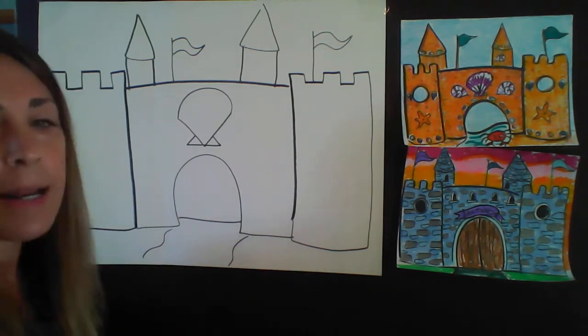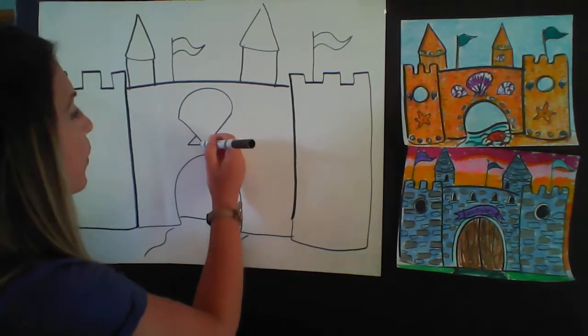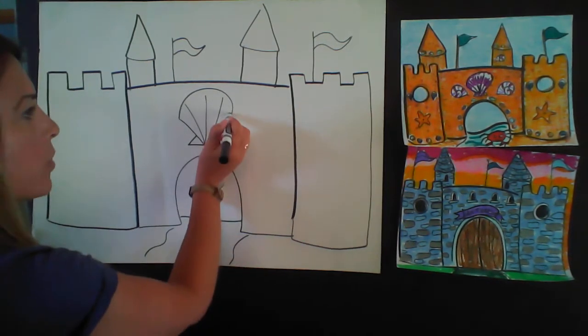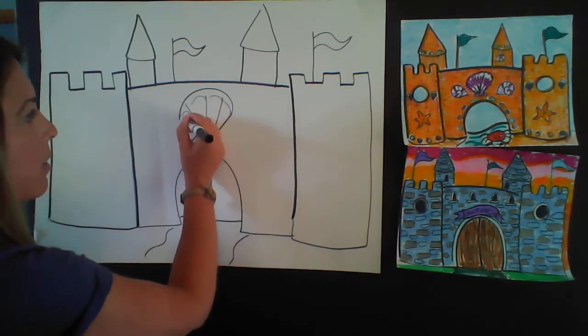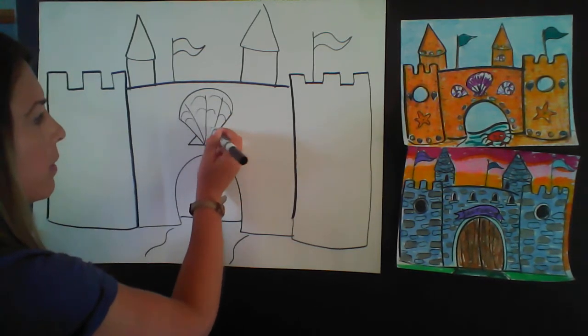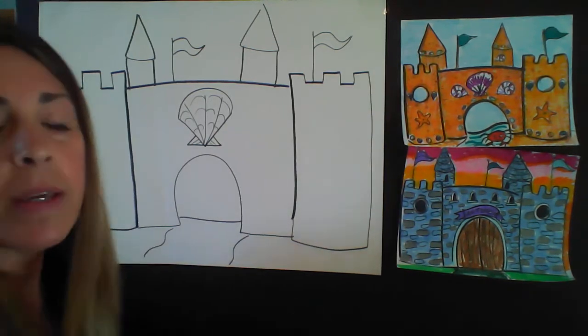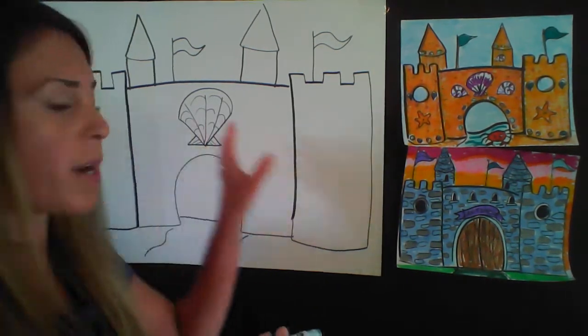And then we can add some lines to make it look like a shell. Do lines up. You could do some lines across. And a shell. We can find some snail shells and put one on each side.